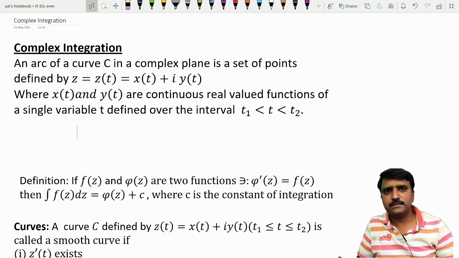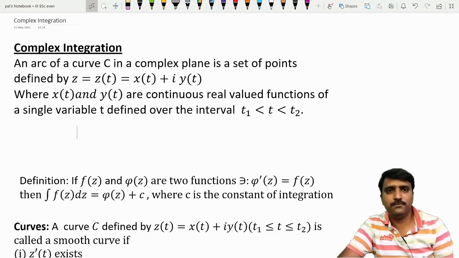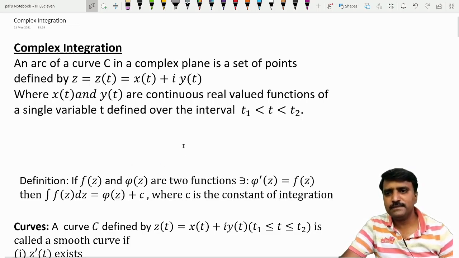What is the difference between real and complex integration? Here, in complex integration, we are integrating along a complex curve. There is some difference between a real curve and a complex curve. The curve seems to be the same, but the way of representing a curve in the complex plane is different from the way of representing a real curve.